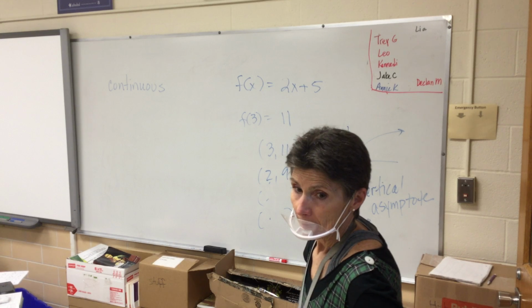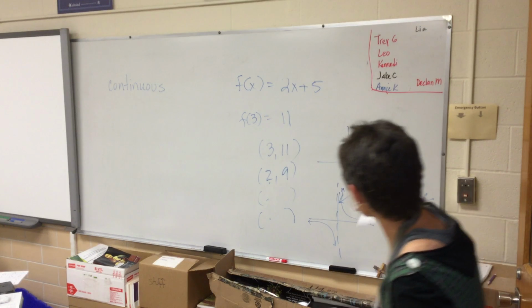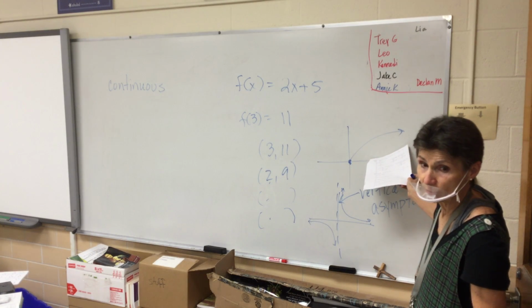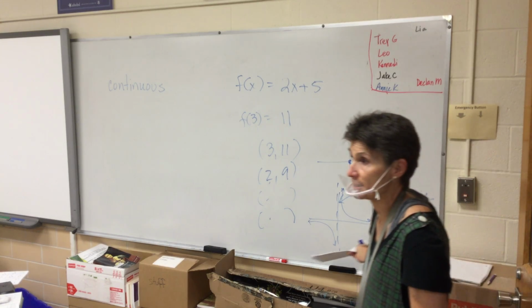So that one's a removable discontinuity. Huh? That one's a removable discontinuity. No, we haven't done, no, this one's continuous. This one isn't, we haven't done any of the others yet. This one is D. We haven't done A, B, or C yet.